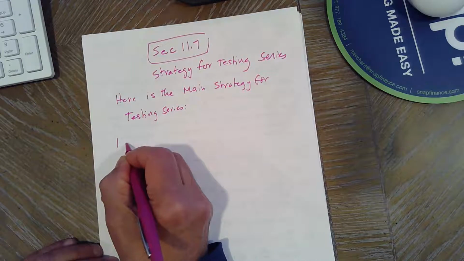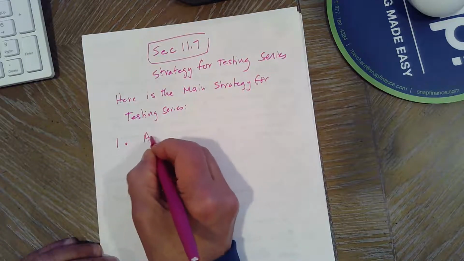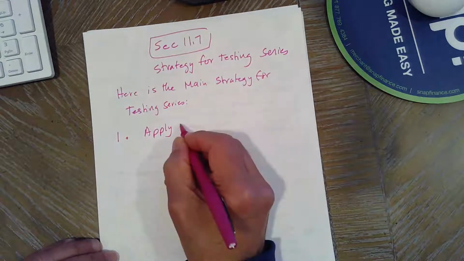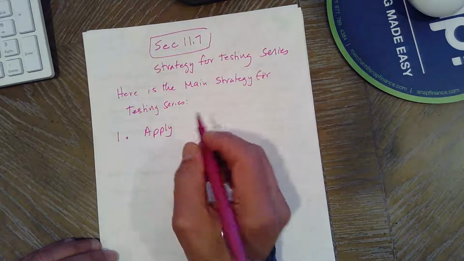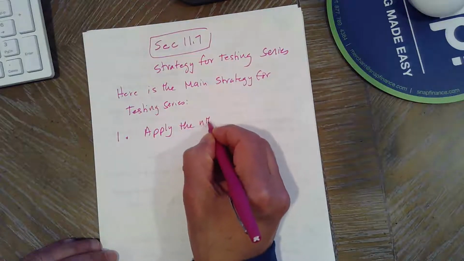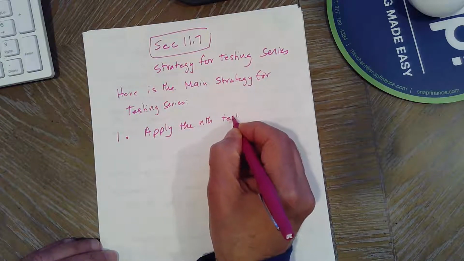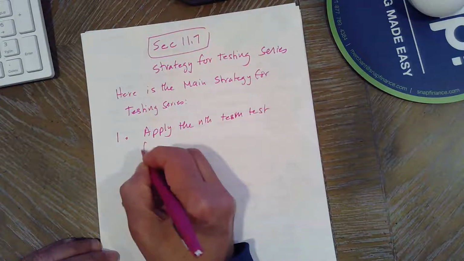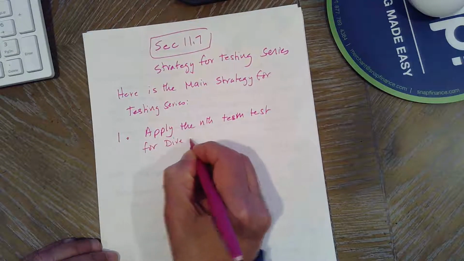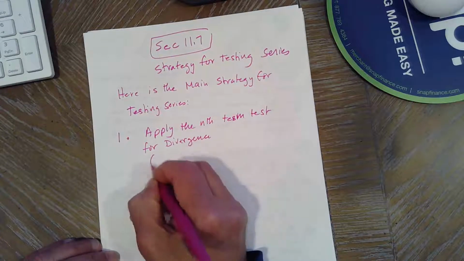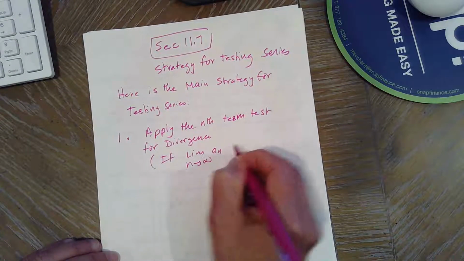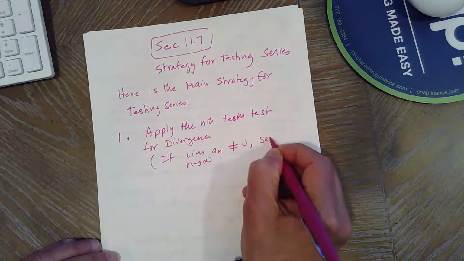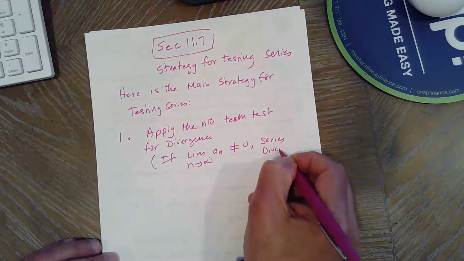The first one is to apply the nth term test for divergence. That's the easiest one. As long as you suspect that the nth term, when you do the limit as n goes to infinity, is not zero, then do that. Apply the nth term test for divergence, which is: if the limit as n goes to infinity of a_n is not zero, the series diverges.